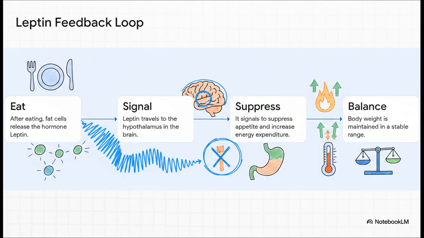And here's a textbook example of how it's supposed to work, the leptin loop. So you eat a meal, your fat cells release leptin, and that leptin travels up to the brain and says, hey, we're full down here. You can stop eating now and maybe burn a little energy. It's basically a thermostat for your body fat, keeping everything nice and stable.